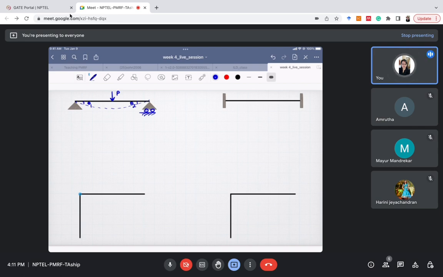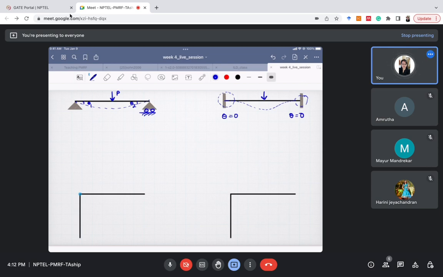Now, if it is the same kind of beam but with fixed supports, the beam will deflect like this, with this kind of shape. But the important thing to keep in mind is that whenever there is a fixed support, theta will always be 0. That is the difference between a fixed support and a hinge support. Theta will be present in a hinge support, but in a fixed support, it will be 0 at the ends.